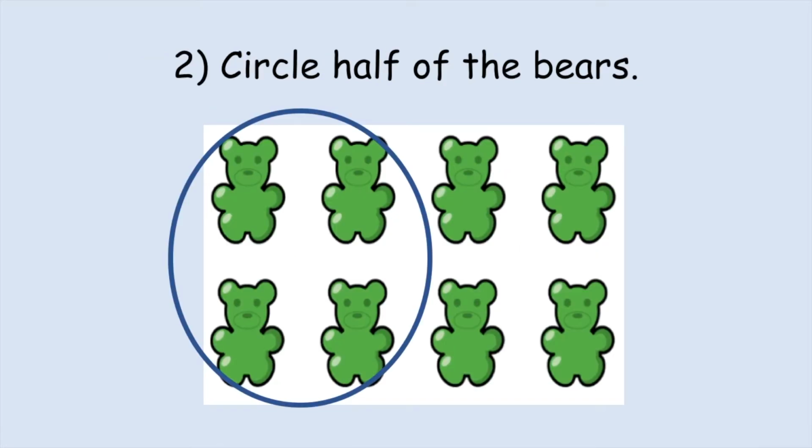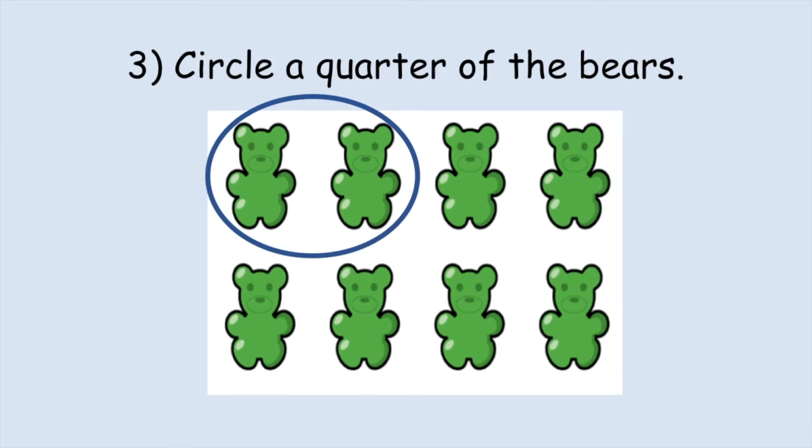Circle half of the bears. So altogether we had 1, 2, 3, 4, 5, 6, 7, 8. Then imagine if we drew a line down the middle to half them. Here is our half. So half of 8 is 4. Well done if you got that correct. You could have also circled 4 individually. As long as you have 4 bears circled, then you've got it correct.